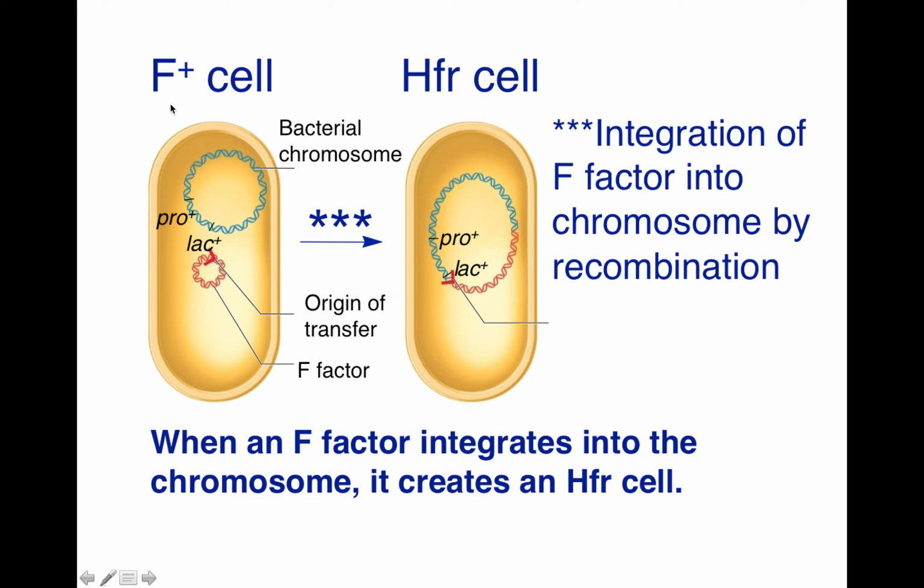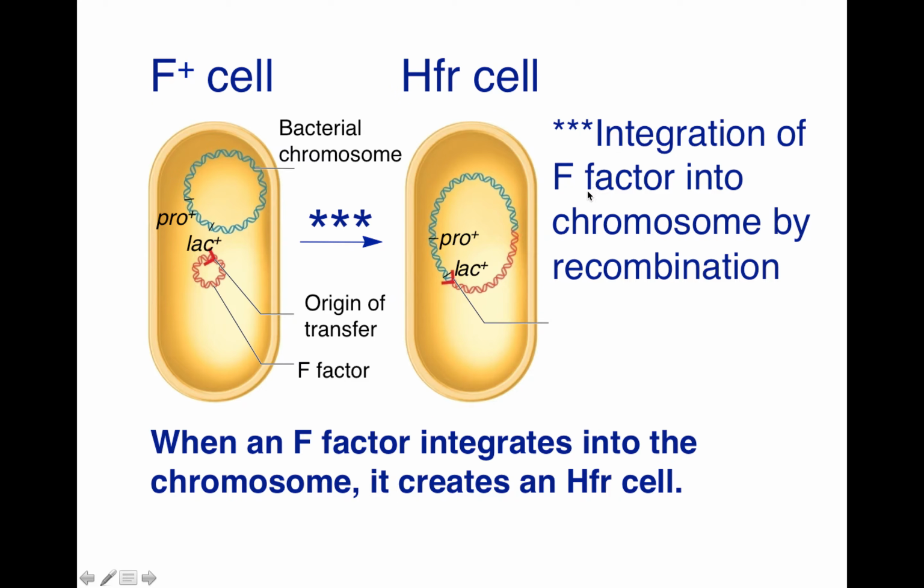So we have our F plus cell. We know what an F plus cell is. An F plus cell is an E. coli cell with its own chromosome plus an additional F factor. An HFR cell, on the other hand, is an E. coli bacterium that has the F plasmid, F factor, F episome integrated into the E. coli chromosome.